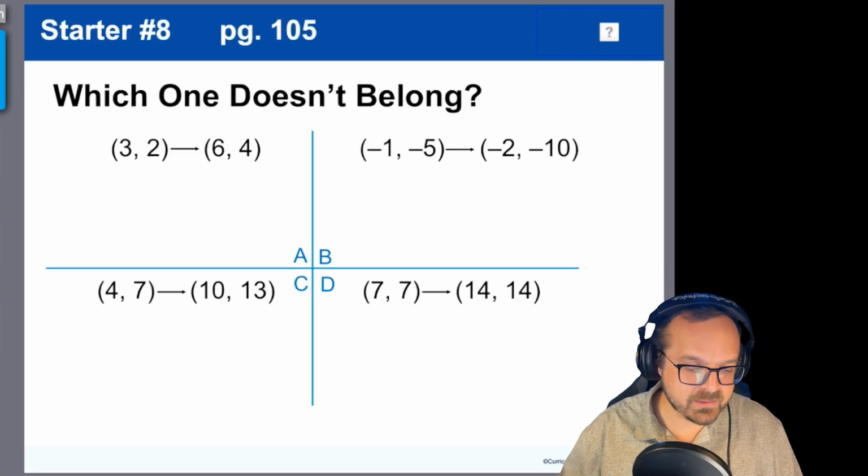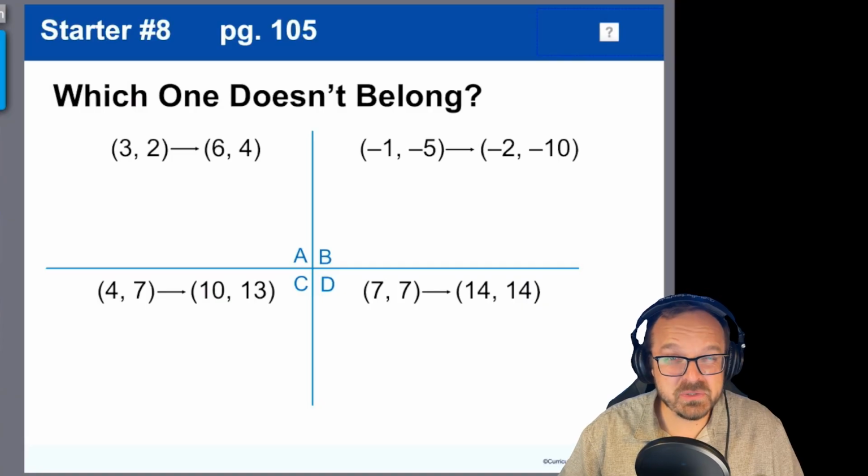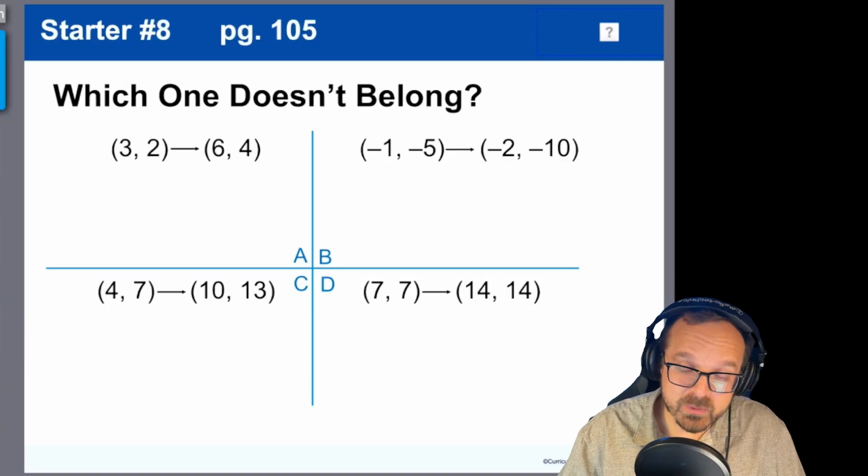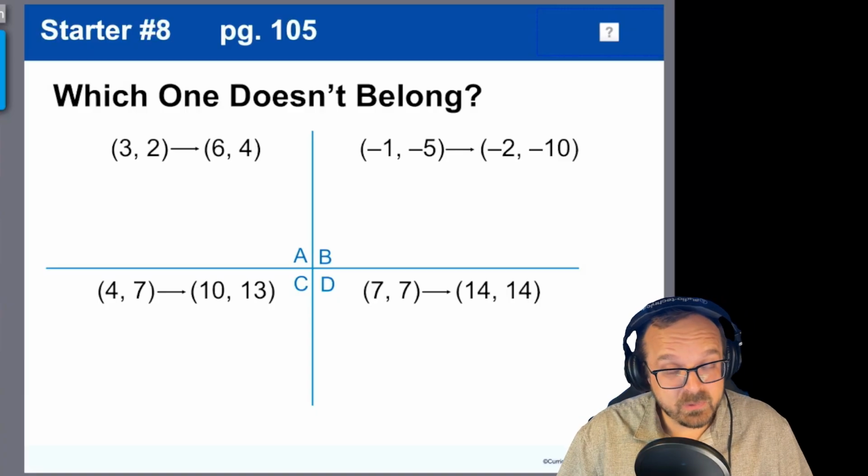We're going to be looking at some ordered pairs here on this starter, and we're wondering if you can tell what the heck is going on between each of these ordered pairs. And then which one doesn't belong based on that.